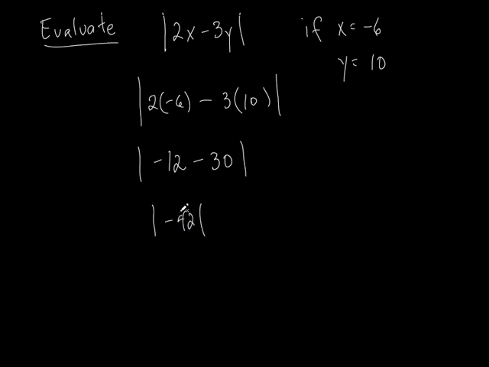Okay. Notice, I did everything inside the absolute value. I didn't even mess with the absolute value. I just kept those little bars on the outside. Now I can go ahead and apply the absolute value. What's the absolute value of negative 42? 42. Positive 42, that's right. And there's your answer. Pretty simple, huh?